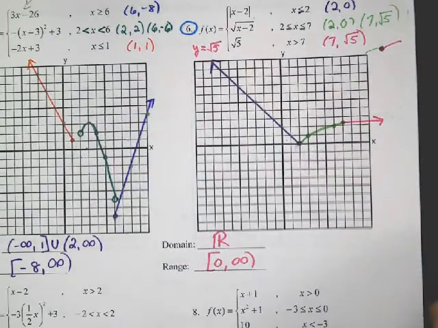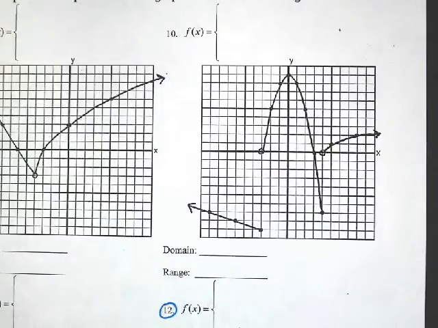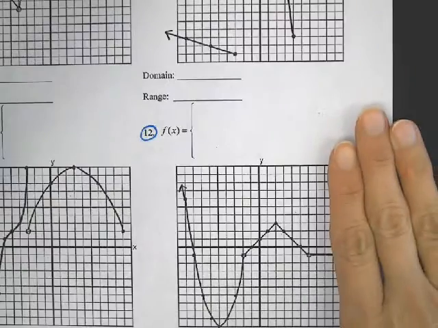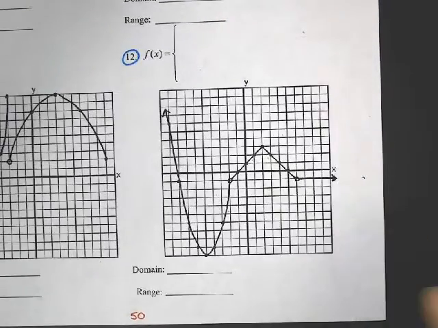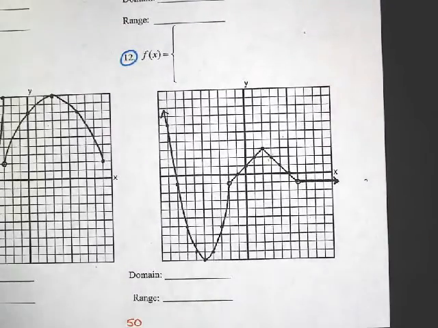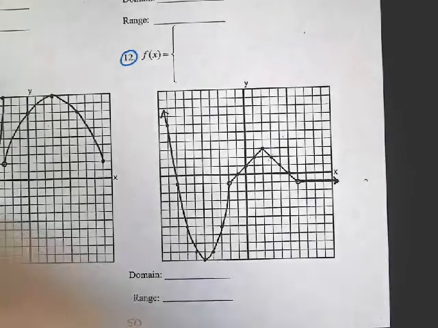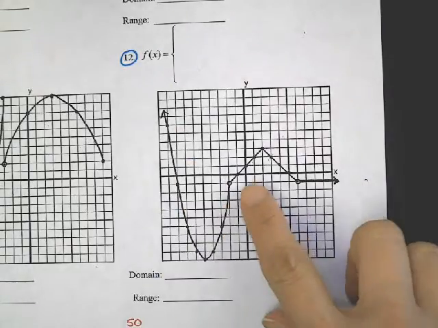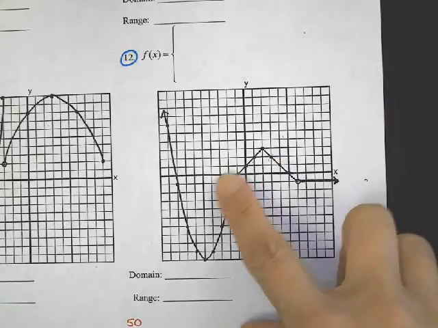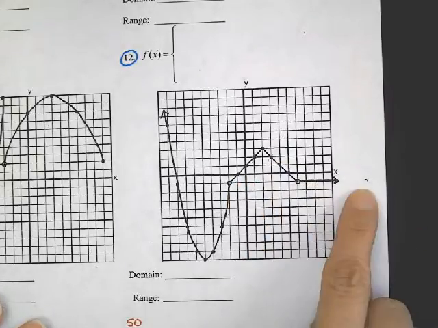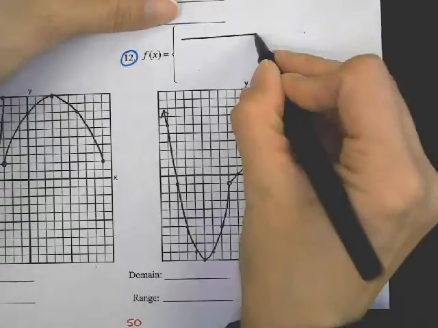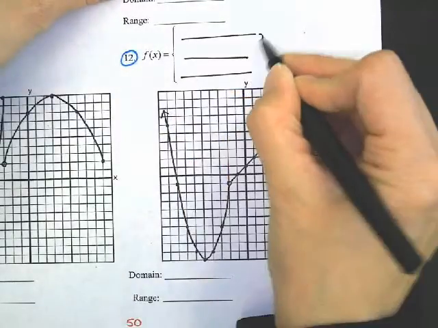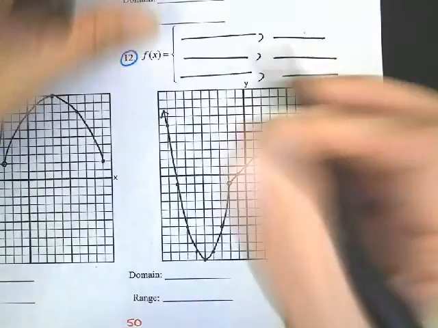Okay. I am going to do one more of your homework problems, and that's going to be on page 50. So if you could please turn to page 50, we're going to go take a look at number 12 together here. So I see that there's a parabola, I see an absolute value graph, and I see a horizontal line. So we're going to need 3 pieces. I'm going to get my answer key here ready. 1, 2, 3, and 1, 2, 3.